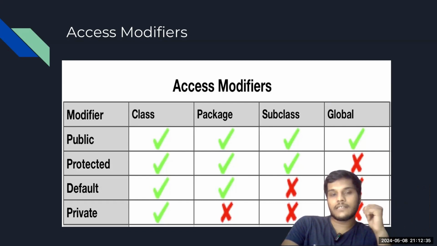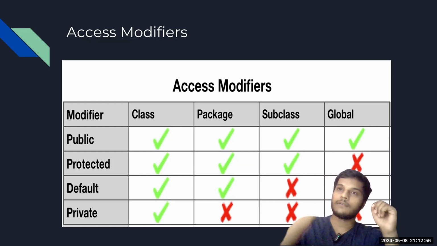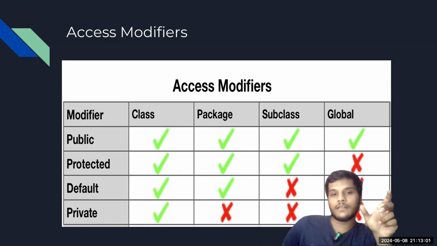Default is our implicit access modifier. We don't need to write default. If we declare our variable directly, it is default. So default is accessible in class and package only. If we don't declare any access modifier, they are accessible in class and package. Private is only accessible in its own class. We have seen in our last program that if I declared private, they were not accessible in the main method in another class. They are accessible only in their own class. So this is about access modifiers.